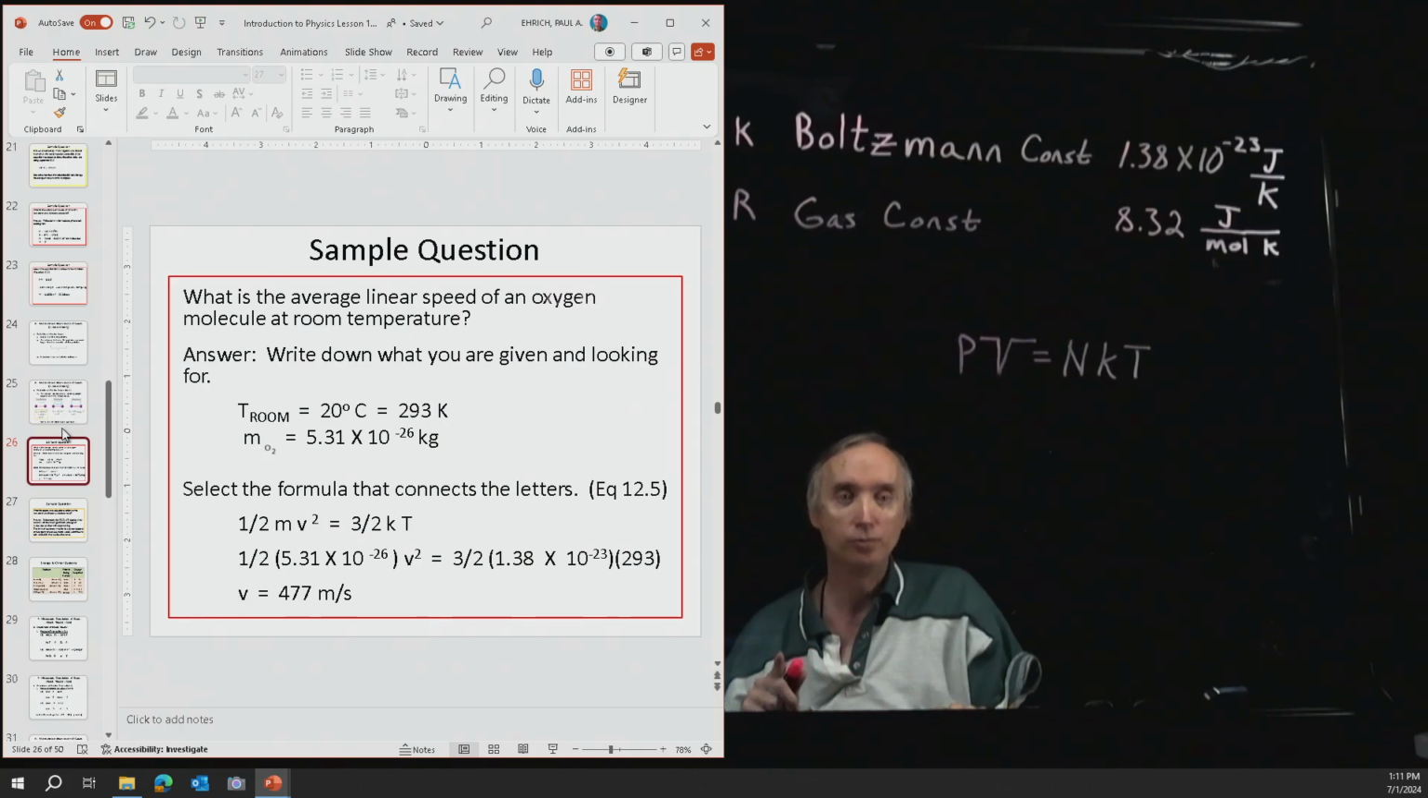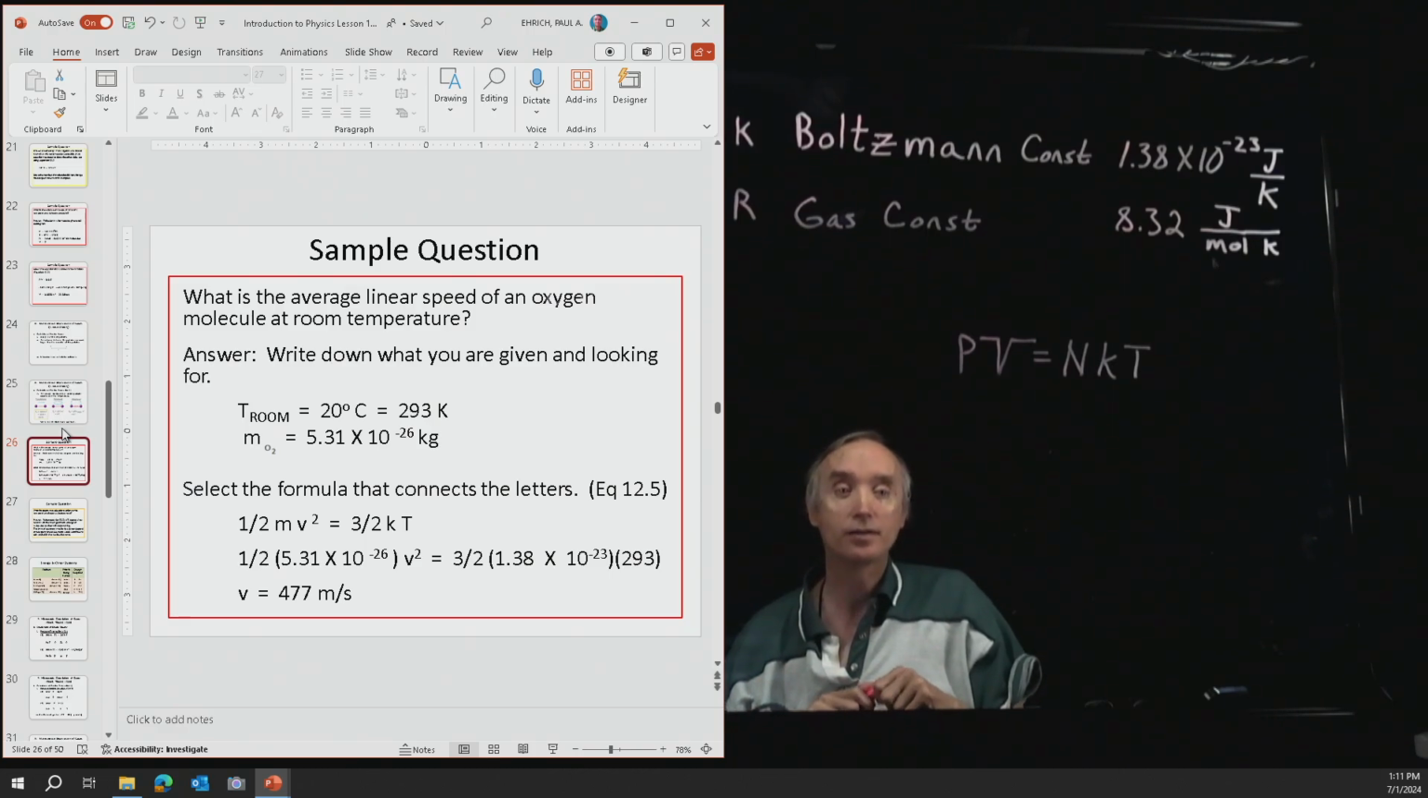The room temperature is, let's say, around 70 degrees, so 20 degrees Celsius, but that's the wrong unit. We need to use Kelvin, so that's going to be 273 Kelvin. And we also are going to need to know the mass of an oxygen molecule. That turns out to be 5.31 times 10 to the negative 26th kilograms.